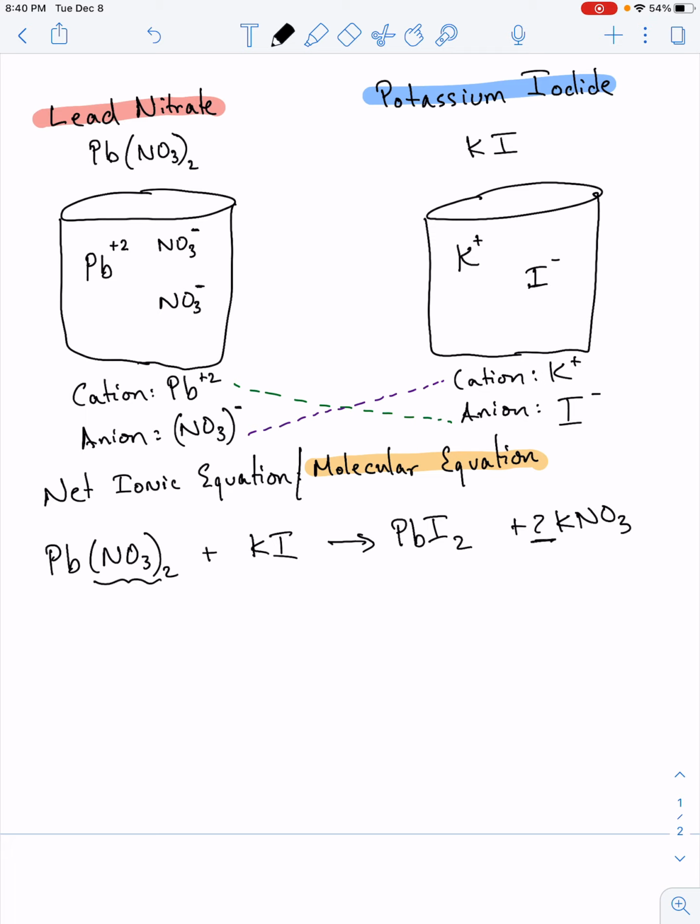And so I'm going to pop a 2 over here. I notice that I have two iodines over here, and so I'm going to put a 2 over here. It's really important when you balance that you only touch the coefficients out here. You don't touch these subscripts. You only touch the coefficients. So great, we figured out our molecular equation.